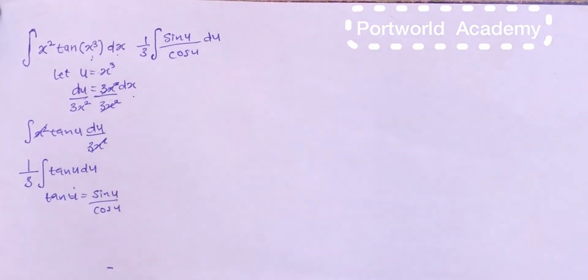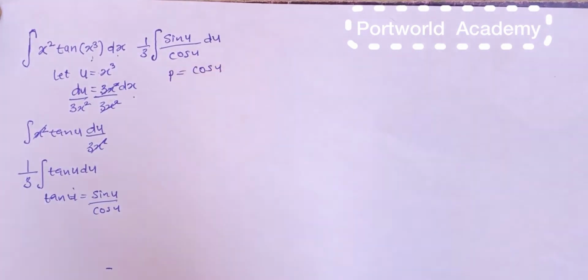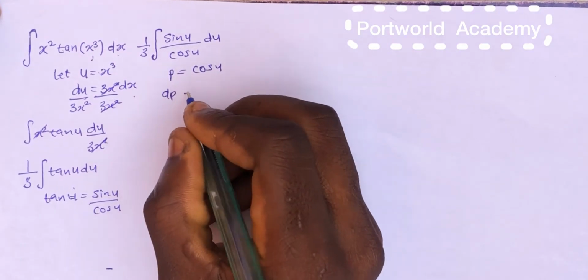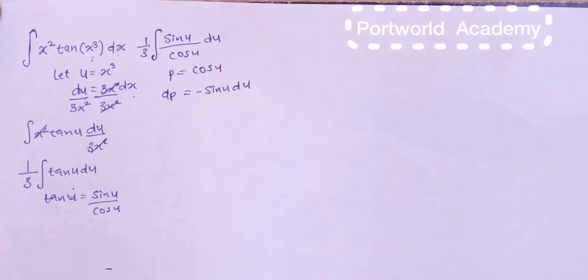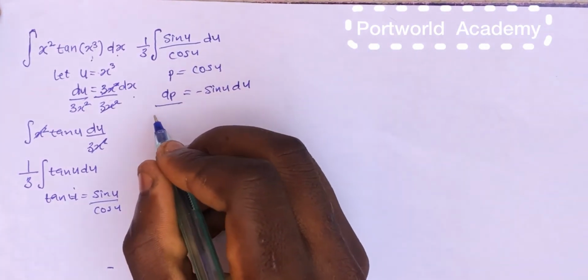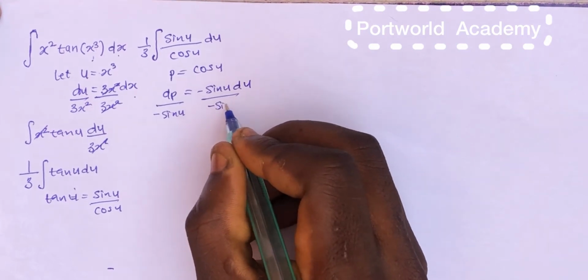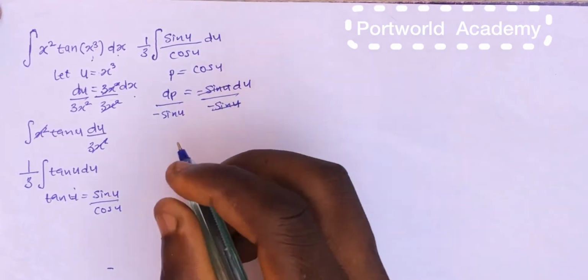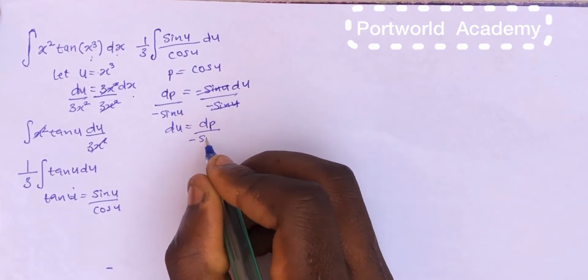So here, what other thing can we do? We can simply use the substitution method again by saying let p equal cos u, right? Then our dp is the same thing as minus sine u du. Making du the subject of the formula, we have dp over minus sine u. So we are having du equals dp over minus sine u.